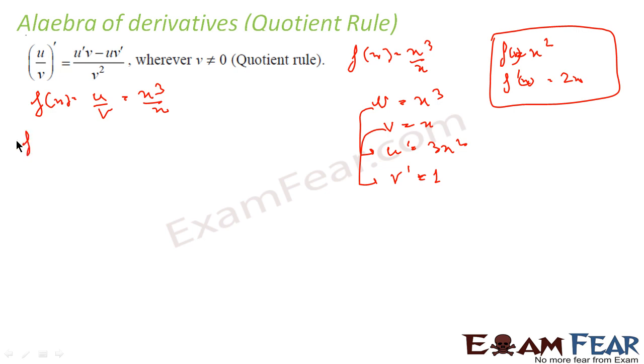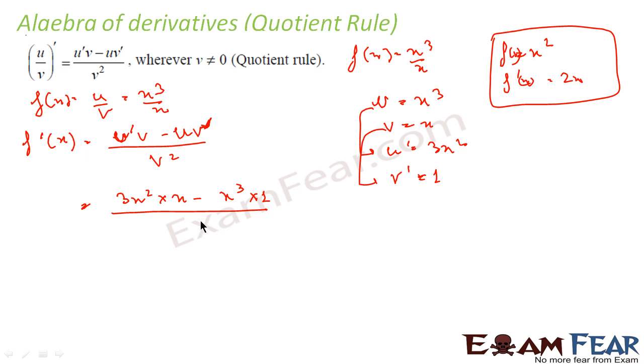Now if my f x is equal to u by v, my f dash x will be nothing but u dash v minus u v dash, divided by v square. Please note, it is u dash v. First u dash comes, then derivative of v. So what is u dash? 3x square into v, x, minus u is x cube, v dash is 1, by v square. What is v? x. So it is x into x.